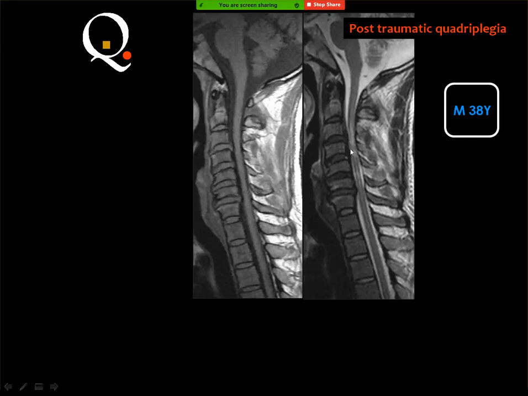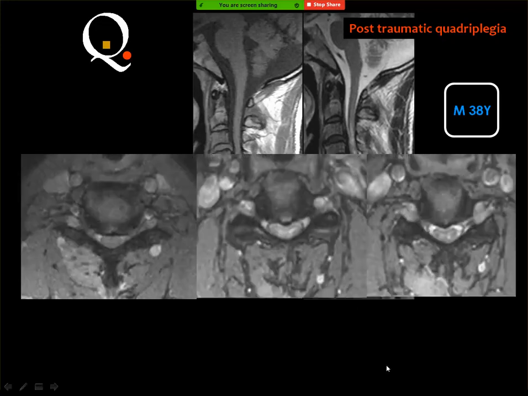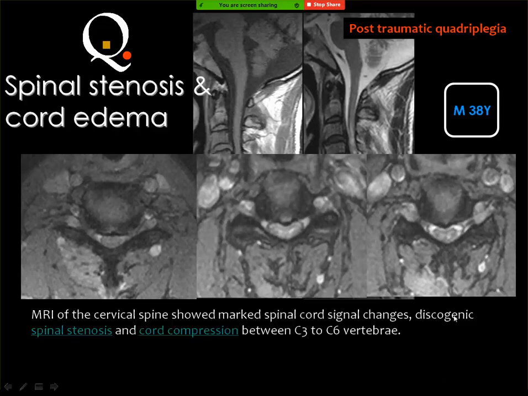The CSF space along the anterior and posterior aspects of the cord is obliterated, and this is spinal canal stenosis with multiple disc lesions as well as cord myelomalacia. These are the axial images where you got flattening of the spinal cord, and this is a disc bulge, and this is a protrusion, and this is a disc protrusion. Then you got the spinal canal stenosis and cord edema or cord compression.